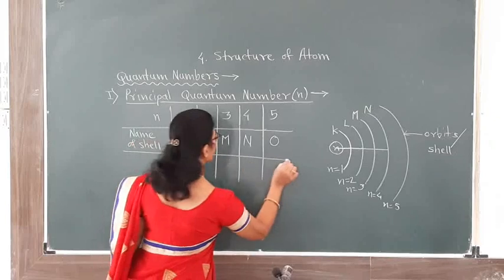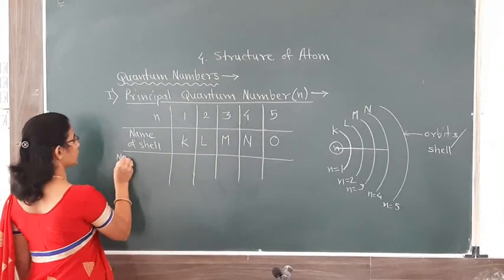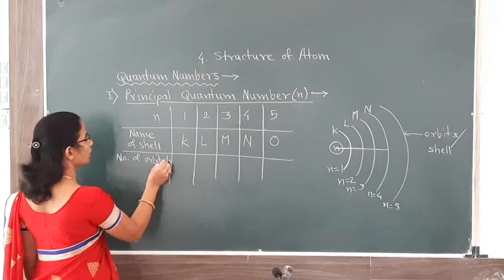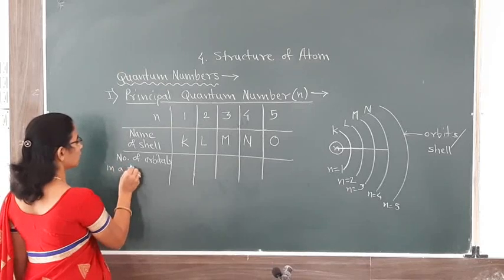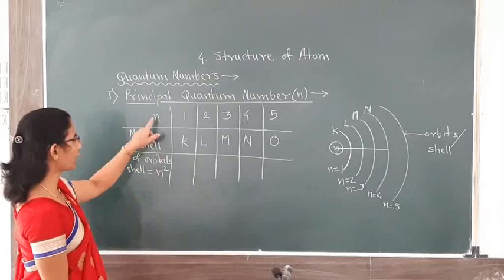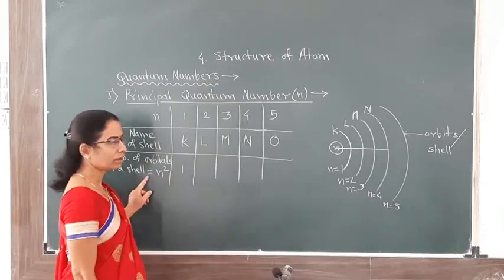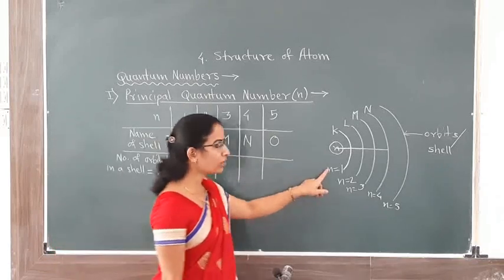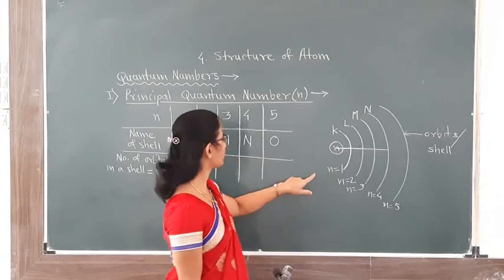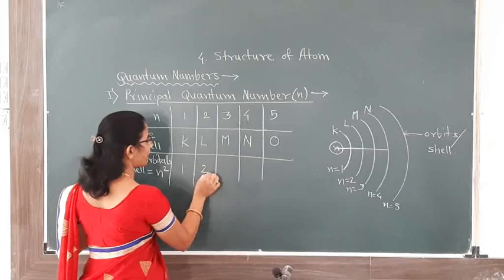Here there is one formula to find the number of orbitals. Let's see. The number of orbitals in a given shell is equal to n square. So here if n is equal to 1, the number of orbitals is 1. This indicates that in the first shell, that is the K shell, there is only one orbital. But if you see the L shell, where n is equal to 2, that is the second orbit.